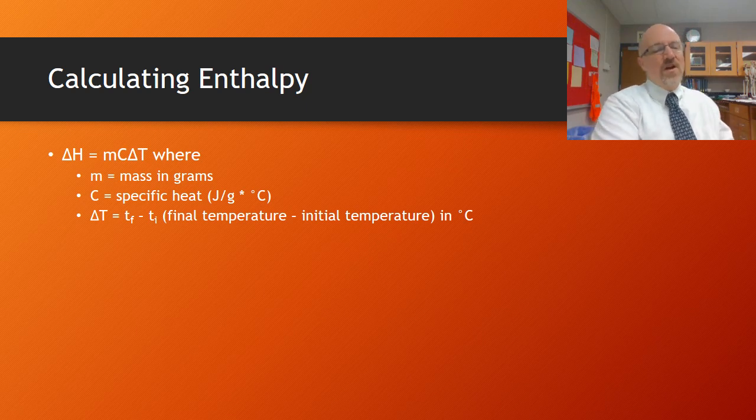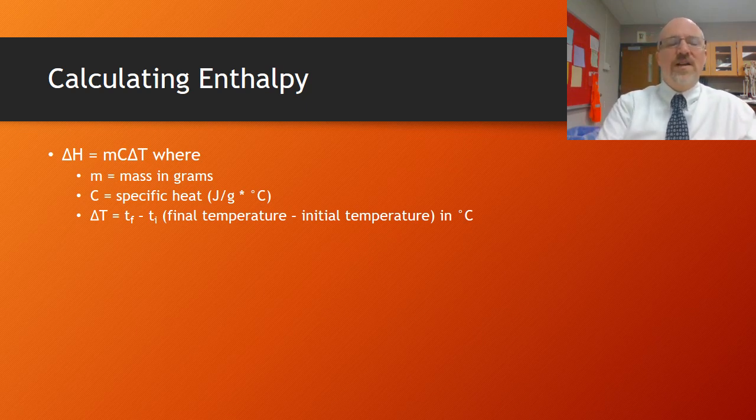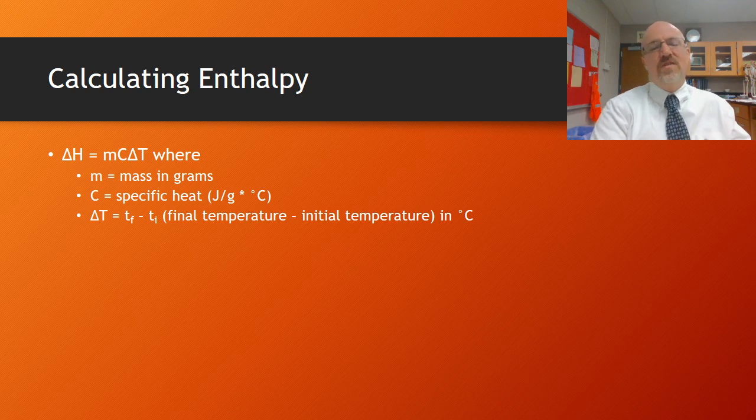So here's our little formula. Delta H, enthalpy, is equal to the mass times the specific heat times the change in temperature, where the change in temperature is the difference between where you ended up and where you started. And for this calculation, we're concerning ourselves with degrees Celsius. Our table values for specific heat are in Kelvin, and if that became an issue, we could do that, but for the most part, we're concerning ourselves with degrees Celsius.